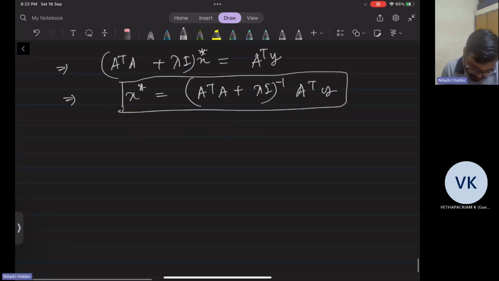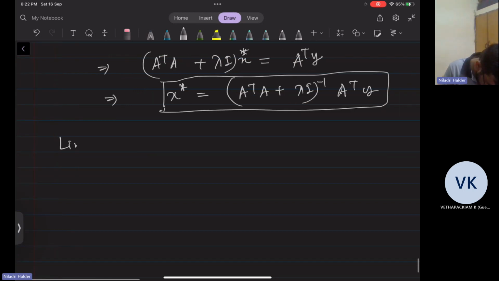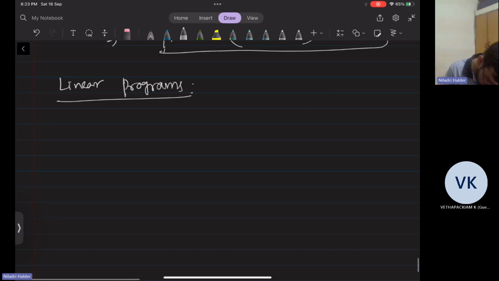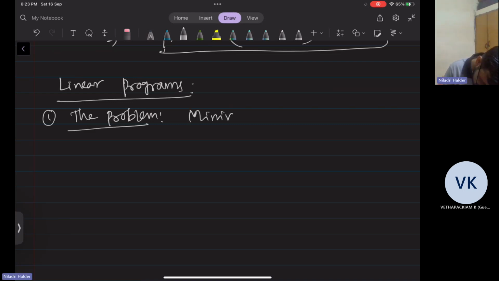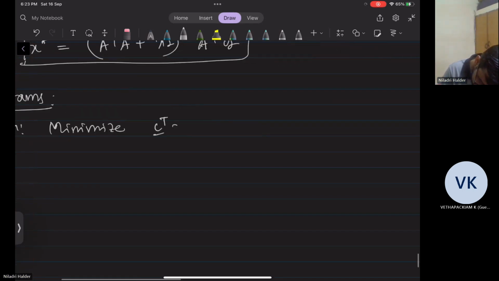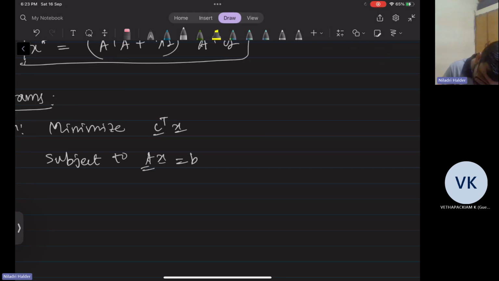Now we'll go to another topic, linear programs. Let's take the problem: minimize c transpose x subject to Ax equal to b and x greater than or equal to 0.